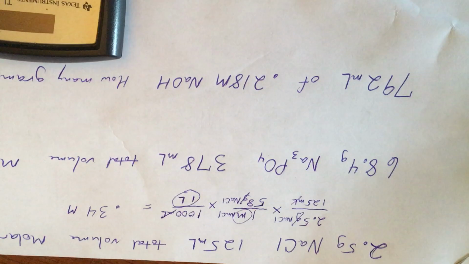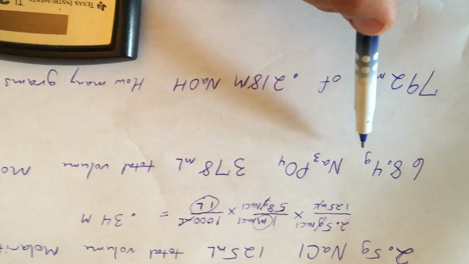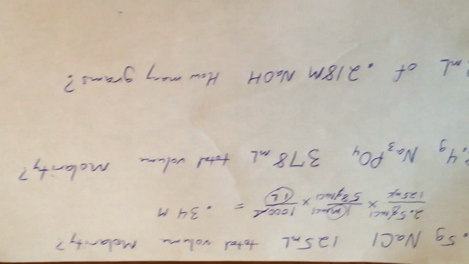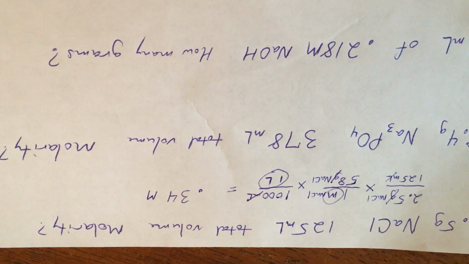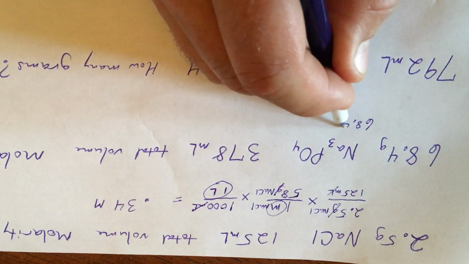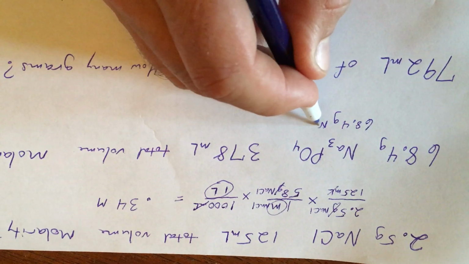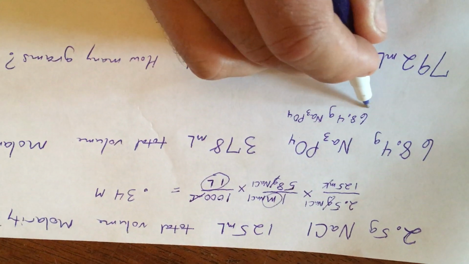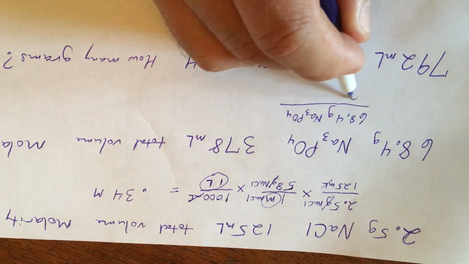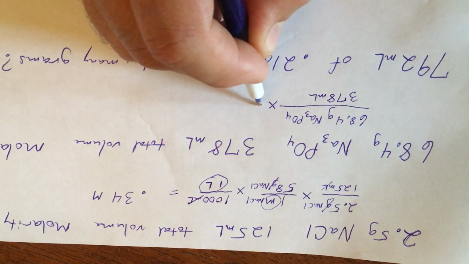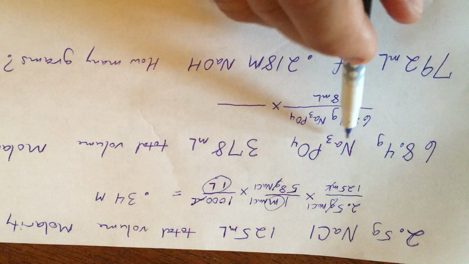All right, how about this next one here? We got 68.4 grams of sodium phosphate, and we want a total volume of 378. What is the molarity? All right, much the same way. 68.4 grams of sodium phosphate. Now that would be a total volume of 378 milliliters. All right, so the molar mass of sodium phosphate.